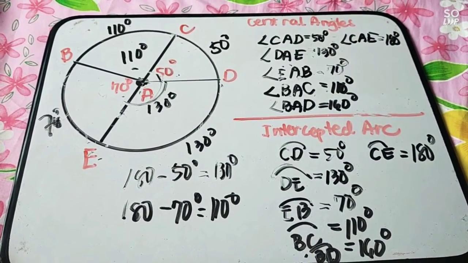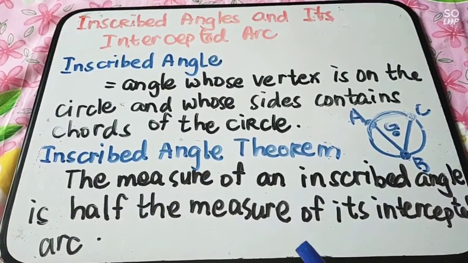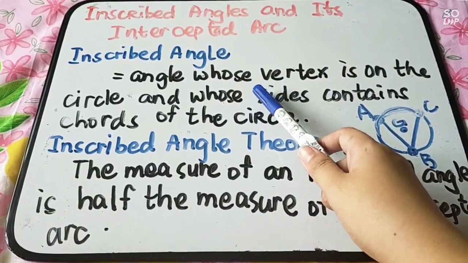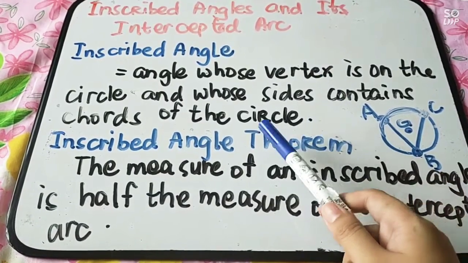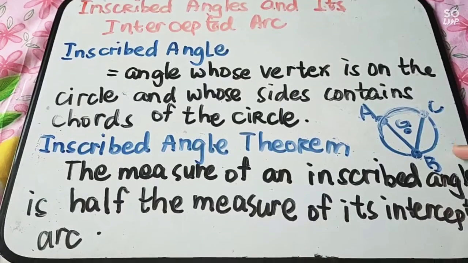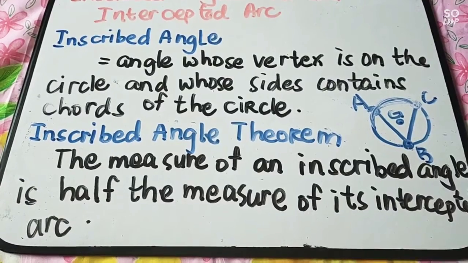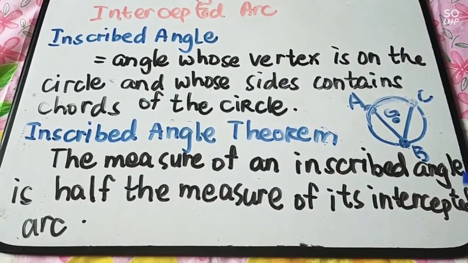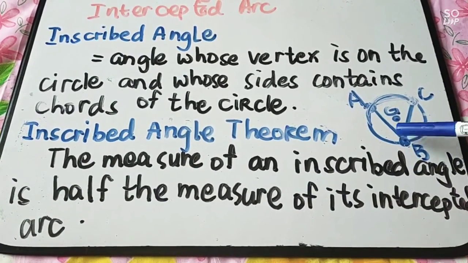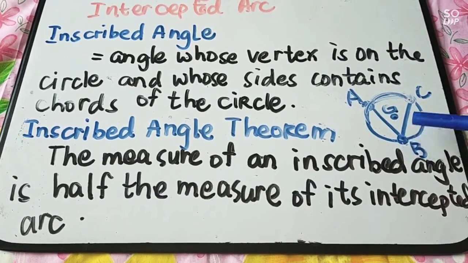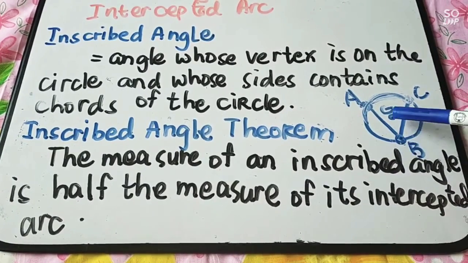Let's move with the inscribed angles. Inscribed angles and its intercepted arc. When you say inscribed angle, it's an angle whose vertex is on the circle and whose sides contain chords of the circle. Consider this figure. We have here circle G. As you can see the angle here, we have angle ABC formed in the circle. And that angle is formed by two chords which are AB and BC. And their common vertex is on the circle, not on the center.